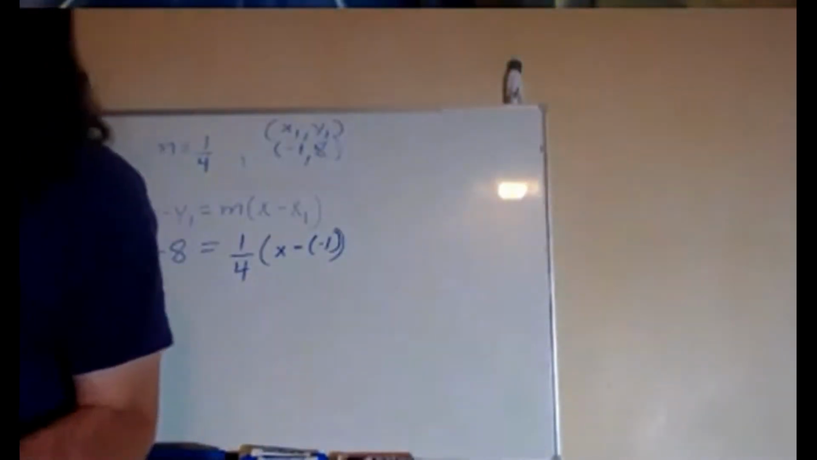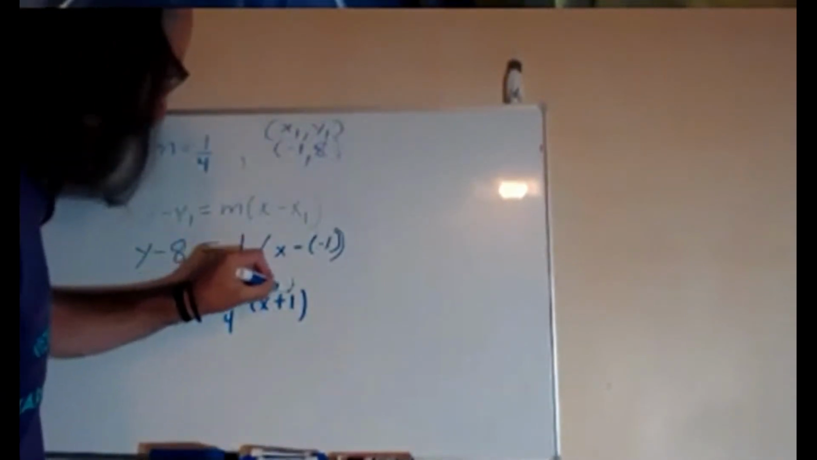So I'm going to simplify that subtraction of a negative before I distribute. Distribute the 1/4 to the x and to the 1. And then add the 8.